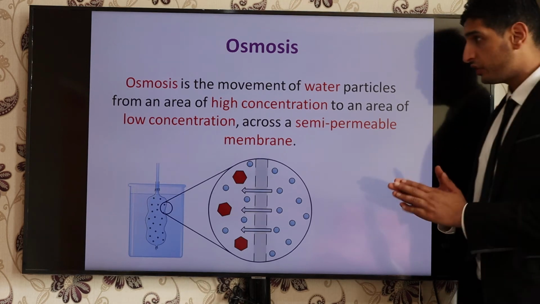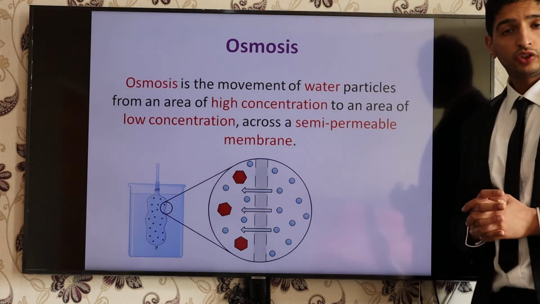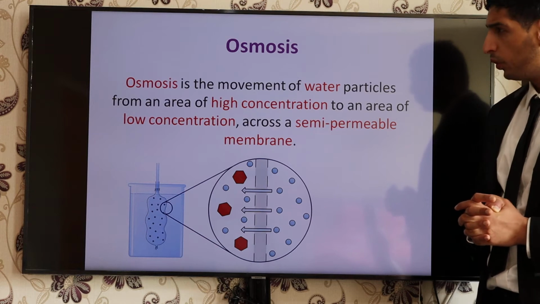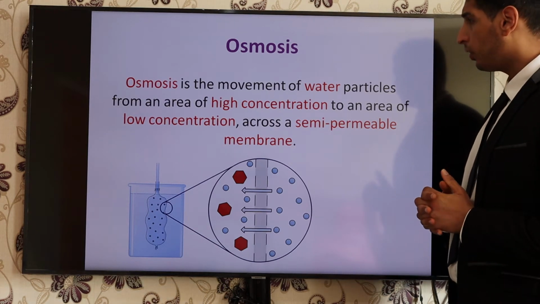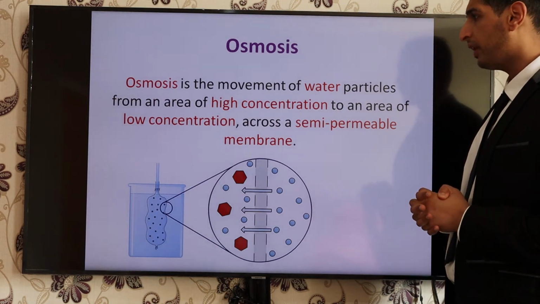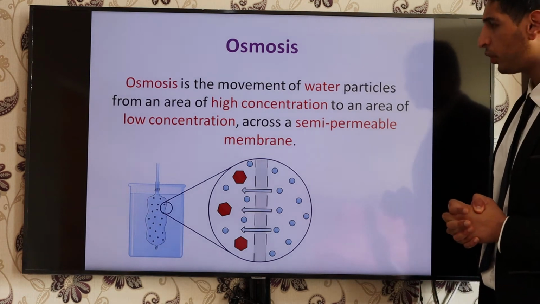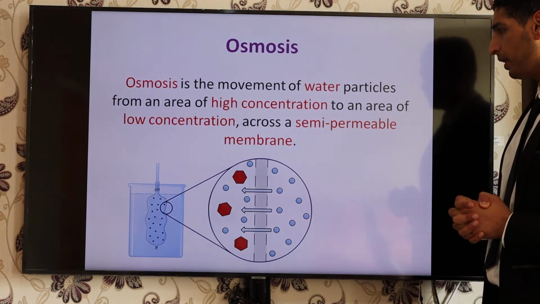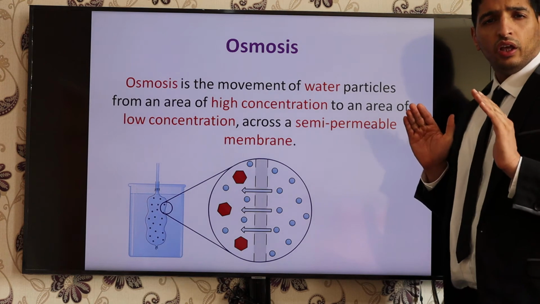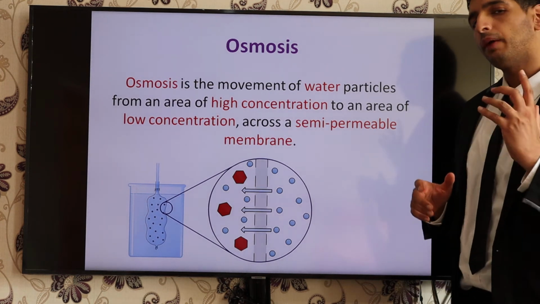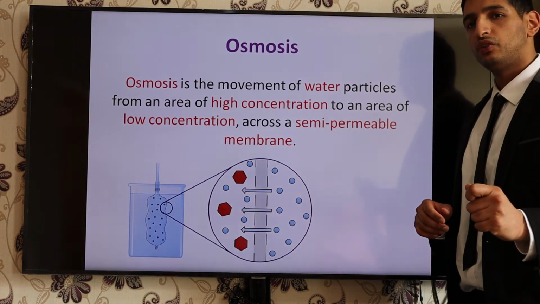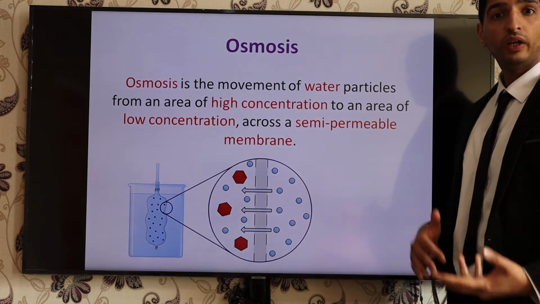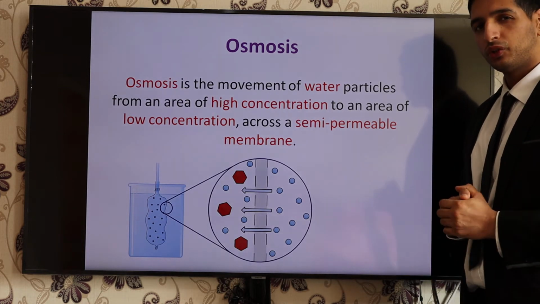Osmosis. Now, osmosis is the second type of transport in substances that you need to know. Osmosis is the movement of water particles or molecules from an area of high concentration to an area of low concentration across a semi-permeable membrane. Now, osmosis is a special type of diffusion that happens with water. Now, there is a required practical on this, and we'll talk about that.